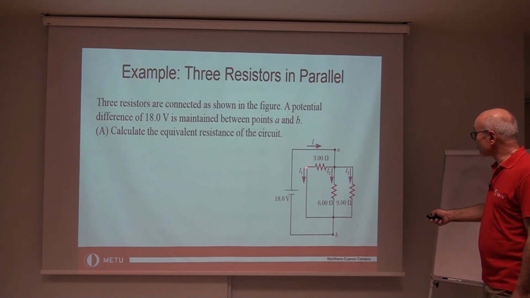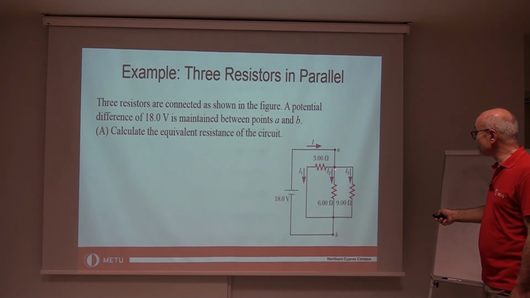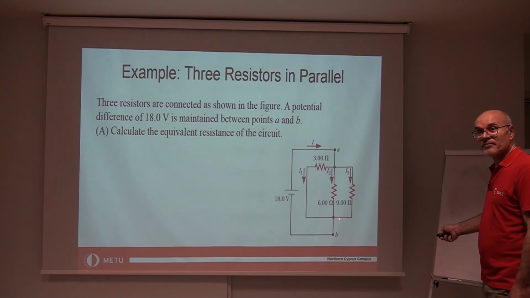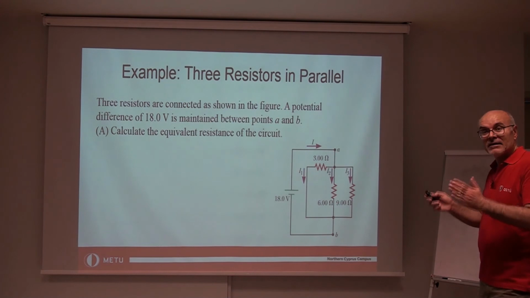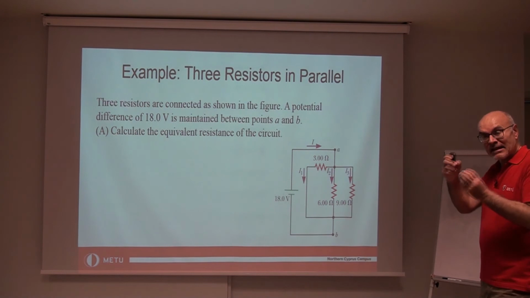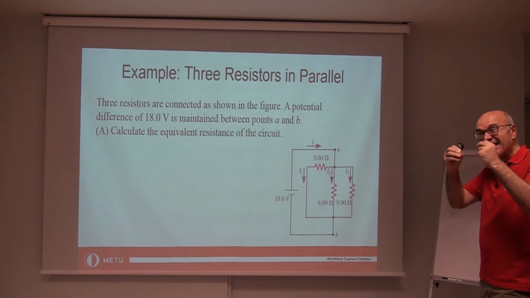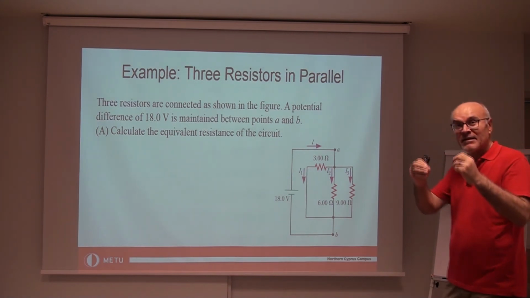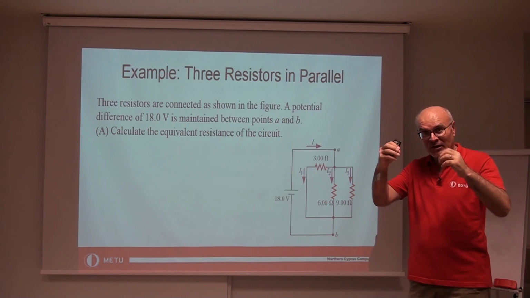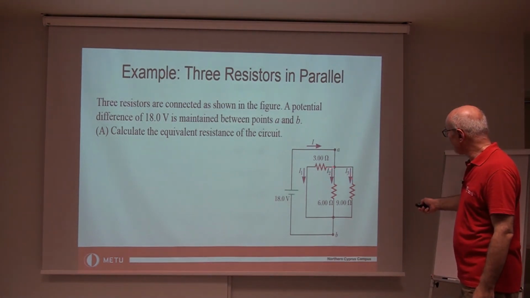Because this point also is at the same potential as this point. The potential difference between this and this is the same as the potential difference between this and this, and the same as the potential difference between this point and this point, or this point and this point. They are all the same, because the ends of all three resistances are at the same potential. This is the major criterion. Their ends are at the same potential. Okay, so this end and this end and this end are at the same potential.